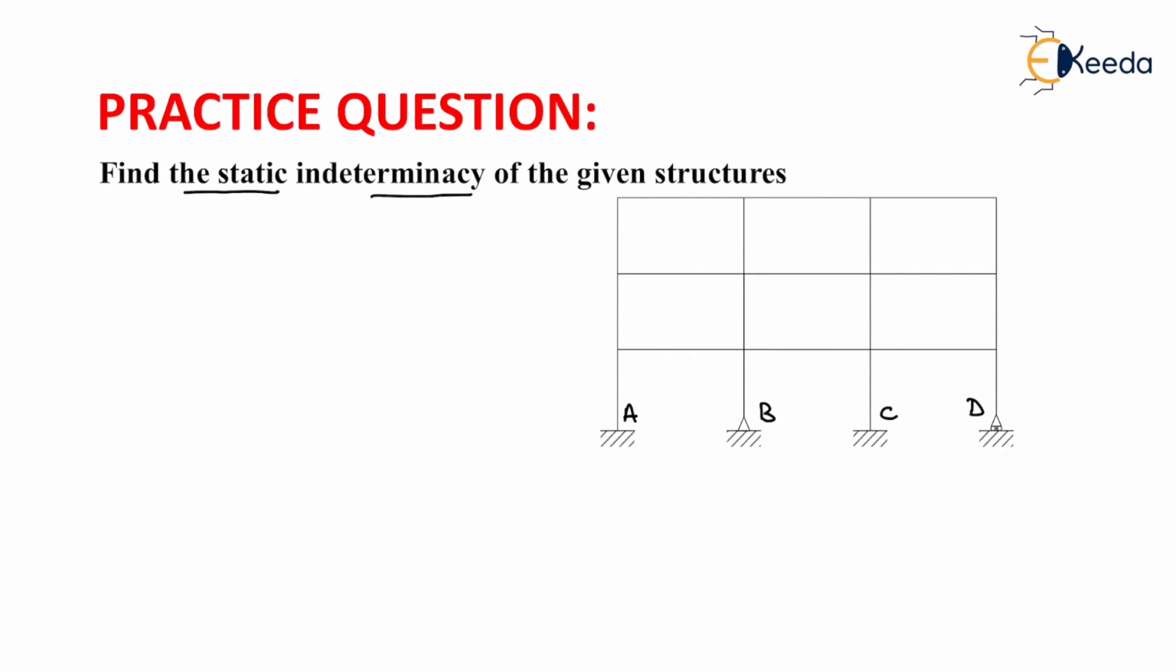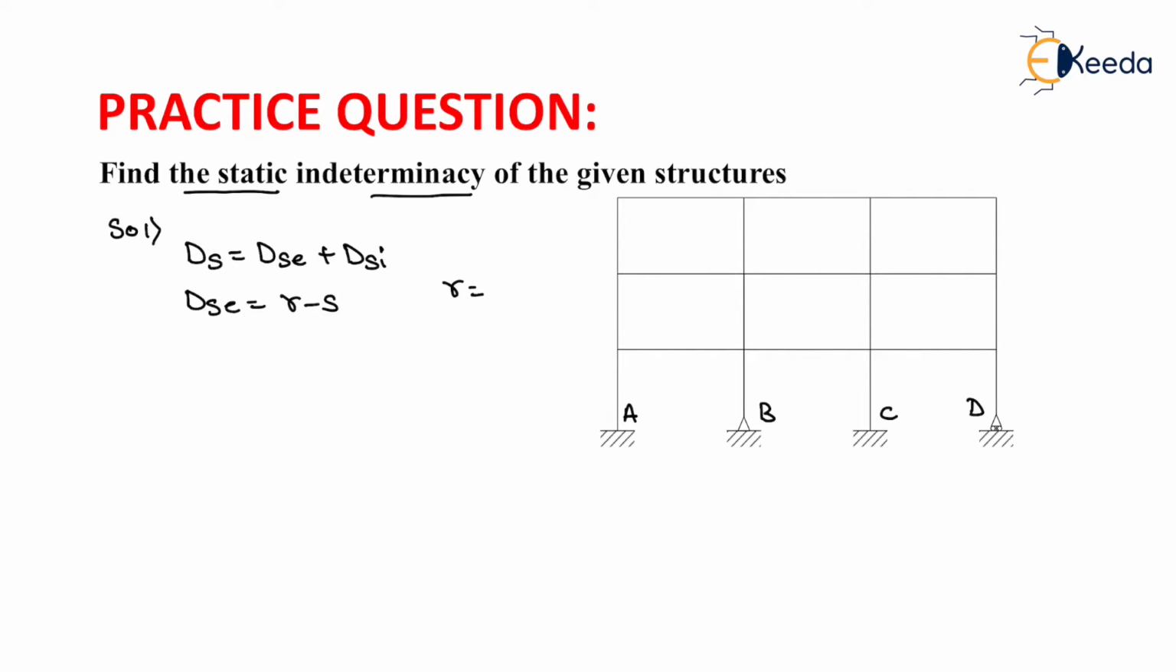Now we need to calculate the total static indeterminacy. For the calculation of total static indeterminacy, it will be the sum of external static indeterminacy plus internal static indeterminacy. Now if we want to calculate the external static indeterminacy, it will be equal to R minus S. Now what is R? The total number of external support reactions present at all the supports.